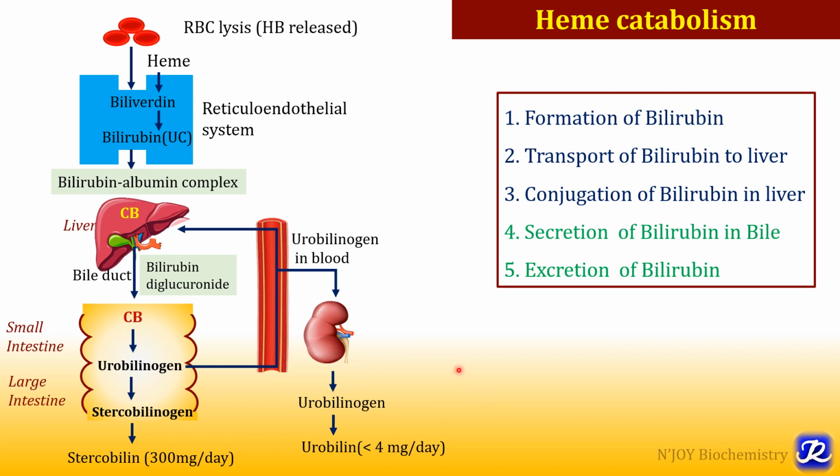So these are the 5 important steps of heme catabolism, and these first 3 steps, that is formation of bilirubin, transport of bilirubin to the liver and conjugation of bilirubin in the liver, if there is any defect in these 3 steps, then it leads to an increase in the unconjugated bilirubin. And if there is a defect in the 4th and 5th step, that is secretion of bilirubin in bile and excretion of bilirubin, it results in an increase in conjugated bilirubin.